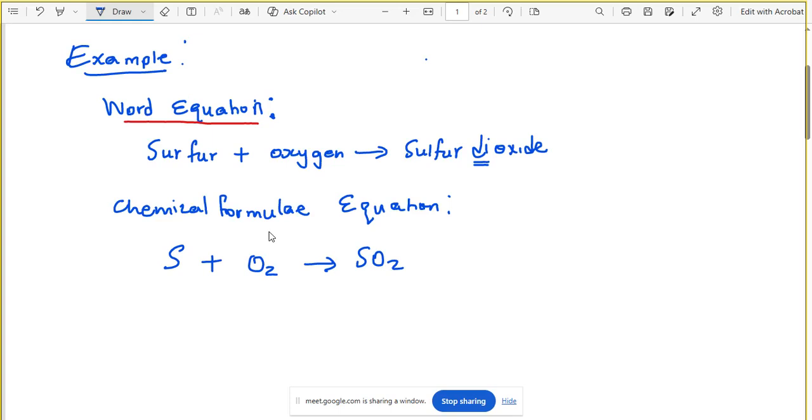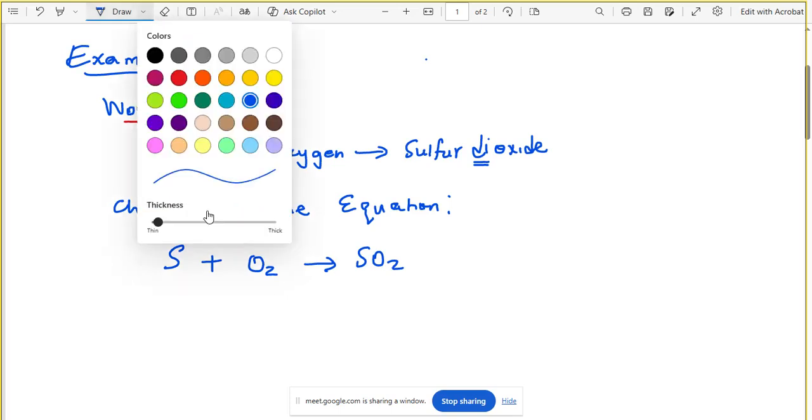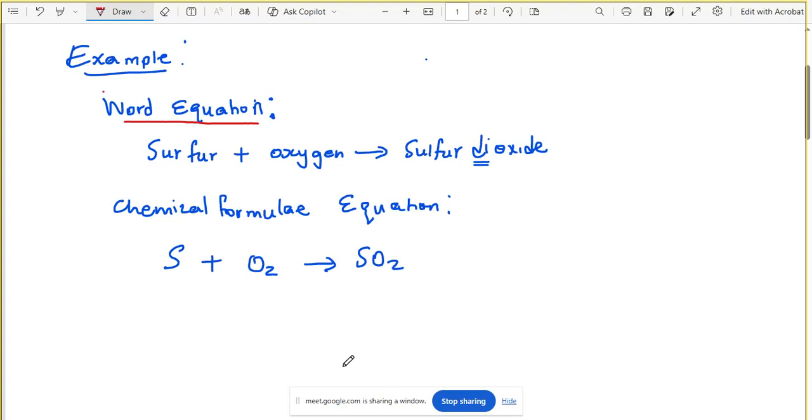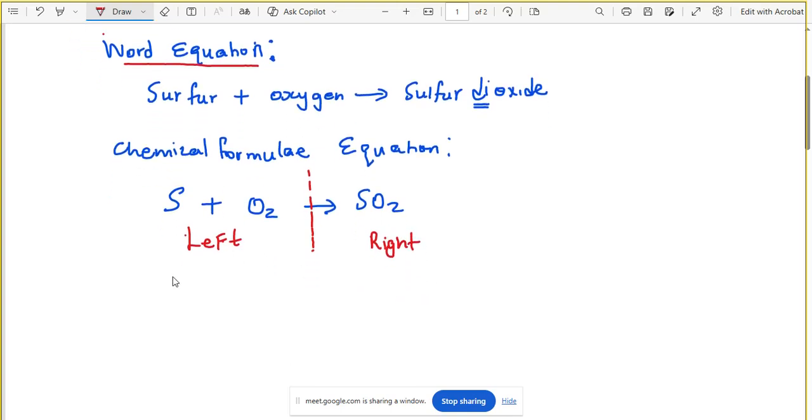Okay? Yes. Okay, so now when you look at this, I'm going to divide it into two parts at the arrow. I have the right and the left-hand side. This is my left and this is my right. Note that the chemicals that react are shown on the left side, and we call them the reactants.